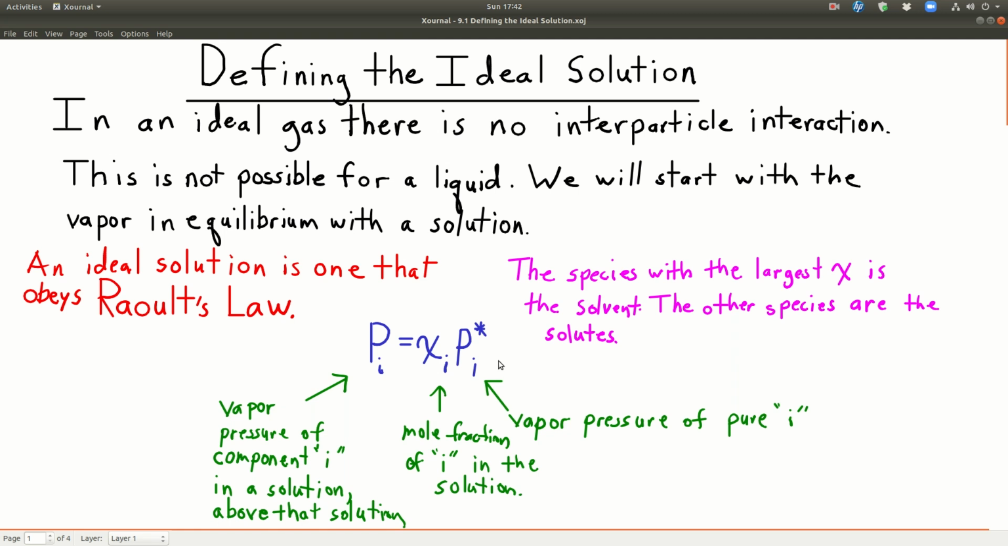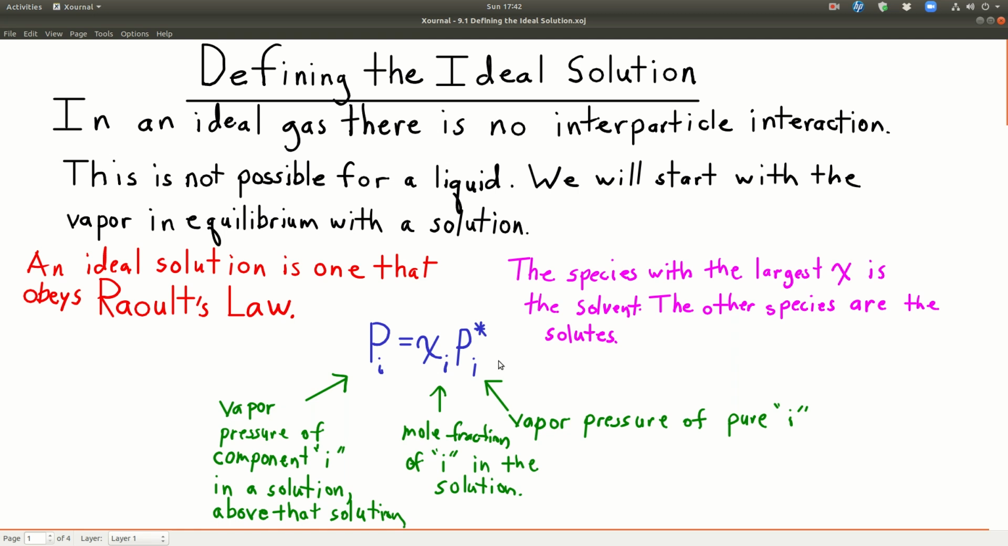Hi guys, so this is section 9.1, defining the ideal solution. In an ideal gas, which we've talked about quite a bit, one of the properties is that there are no interparticle interactions. That's impossible in a liquid though, because in a liquid the particles are touching each other all the time, and of course they're going to interact.